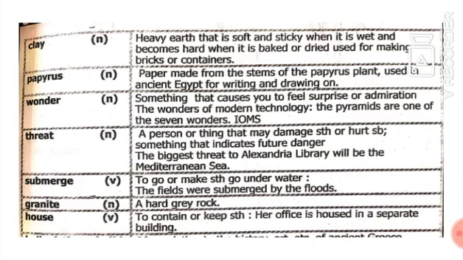The next word is granite. Granite means a hard gray rock which is used for building. House here is a verb, meaning to contain or keep something. For example, her office is housed in a separate building.